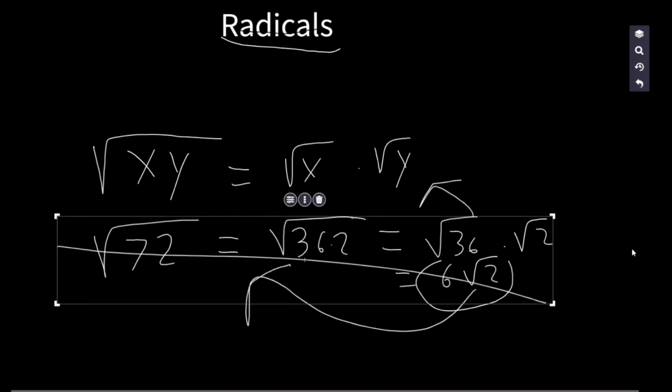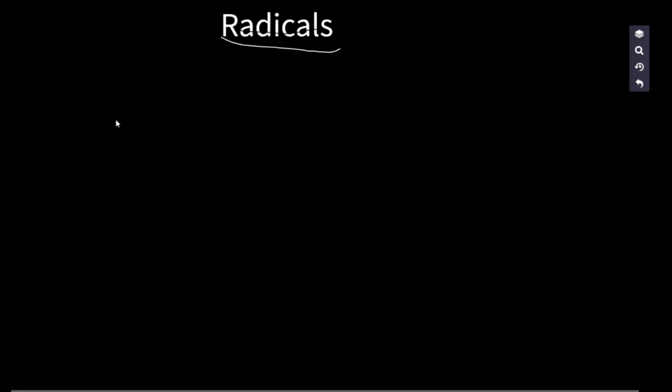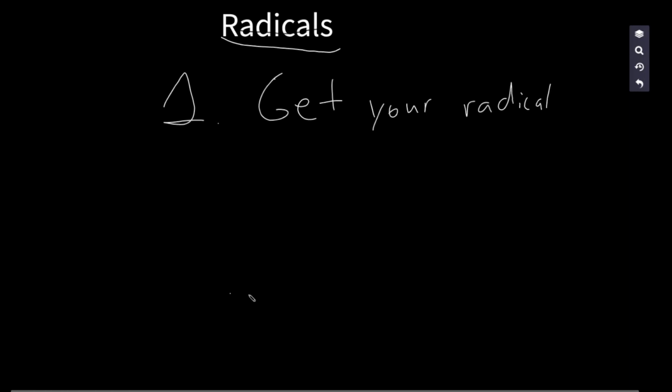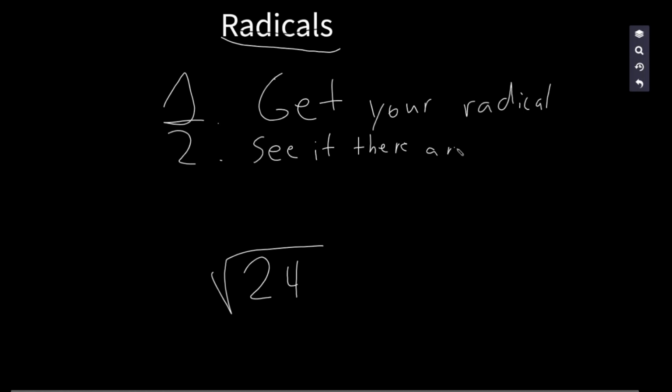But let's find a more efficient method of simplifying radicals. So let's come up with the process. So step 1 is to get your radical. So let's say our radical is, I'm not sure, maybe square root of 24. Now step 2 is to see if there are any perfect square factors.